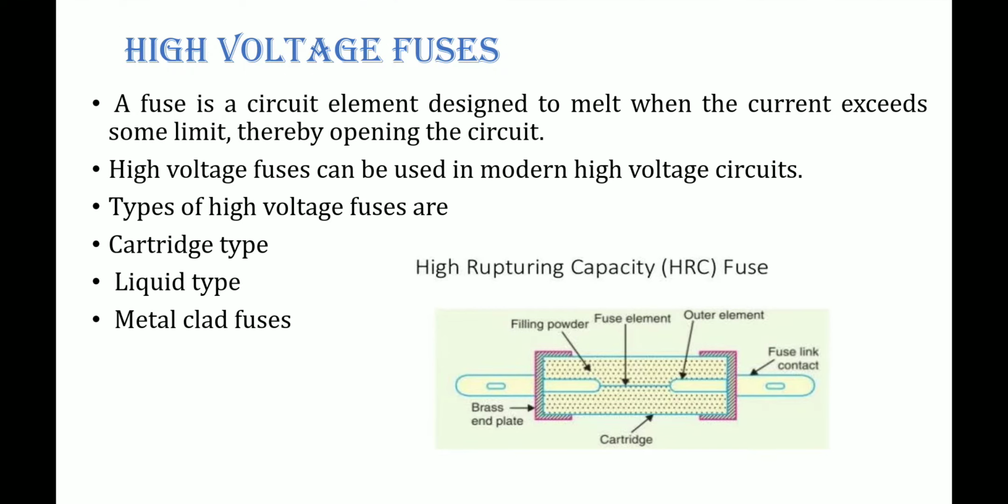The metal wire, the fuse wire, is nothing but made up of a tin as well as lead alloy. This metal wire is going to melt when too much current flows through it. So thereby it will interrupt the current flow in the circuit.